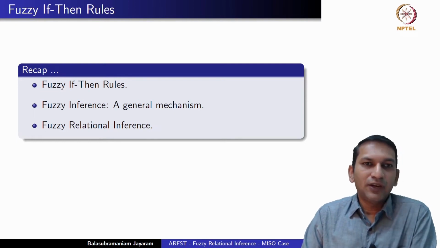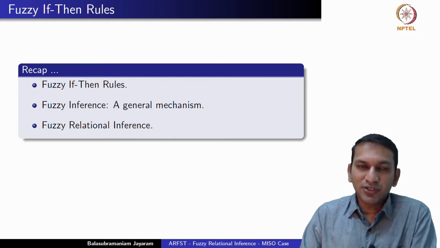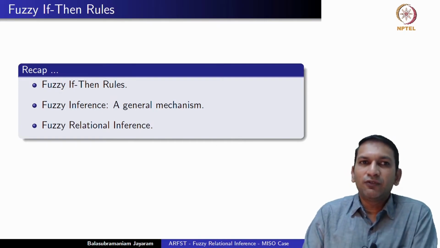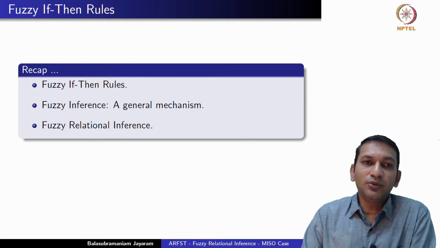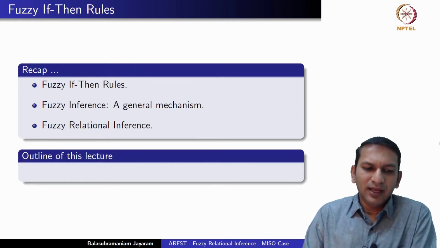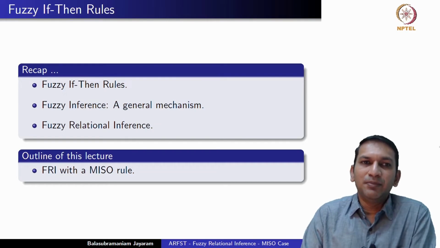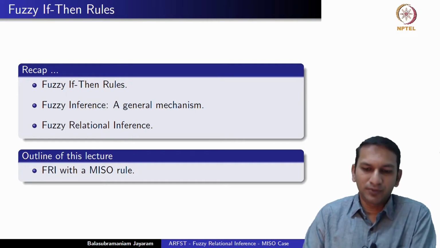In here, we have looked at fuzzy relational inference. Of course, we have seen it only for a single rule, and that too for a single input, single output rule. In this lecture, we will look at how to infer when we are given a multi-dimensional input rule. That means multi-input, single output rule.